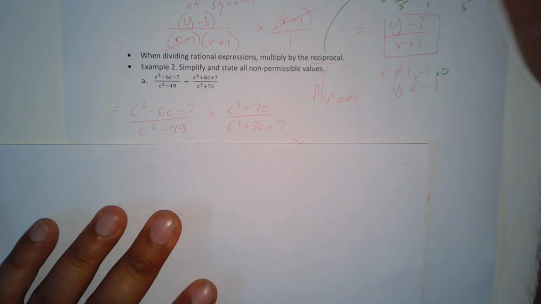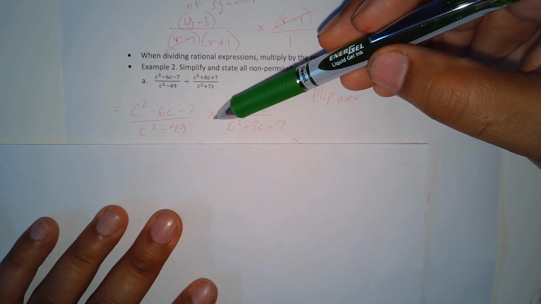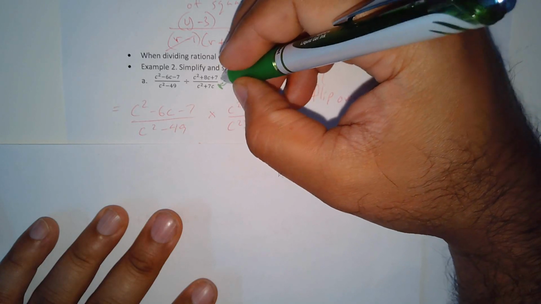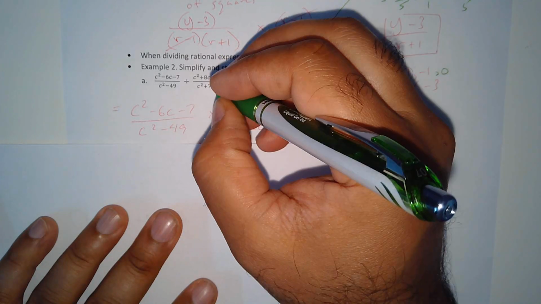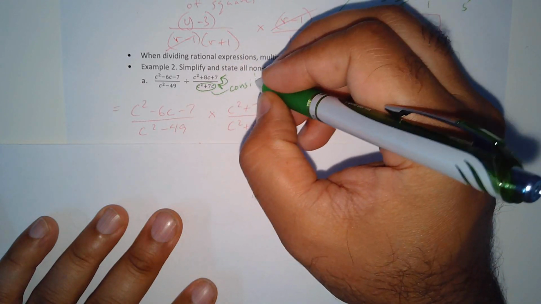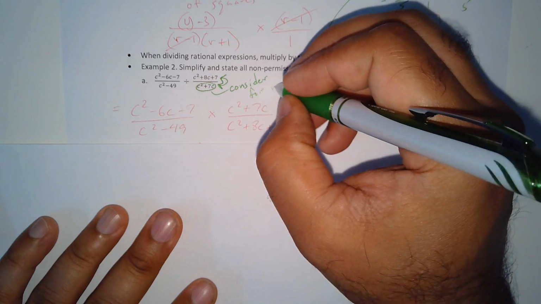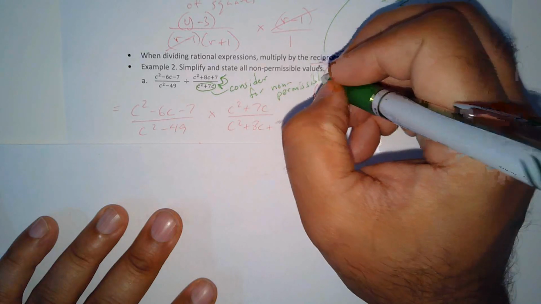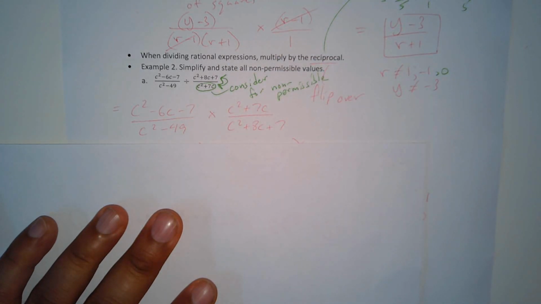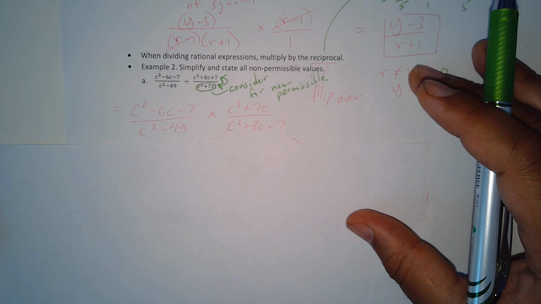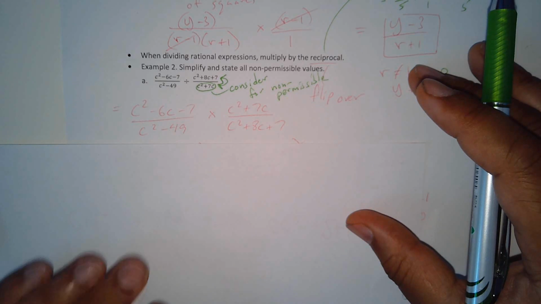So right off the bat, you see what I've done is I've changed this to a multiplication from a division, and this fraction here I've flipped over. Now I still have to consider this part here for the non-permissible values, even though it's flipped over, because originally it was written in that way. Okay, so again, for any fraction, you have to consider the bottom part for the non-permissible values. So there we've changed it.